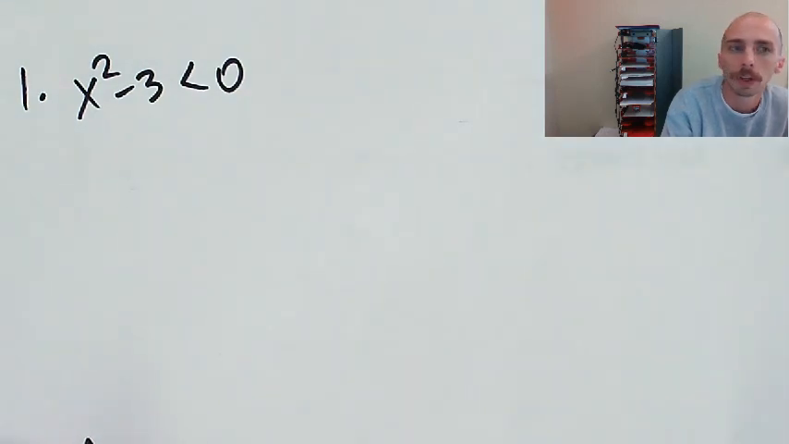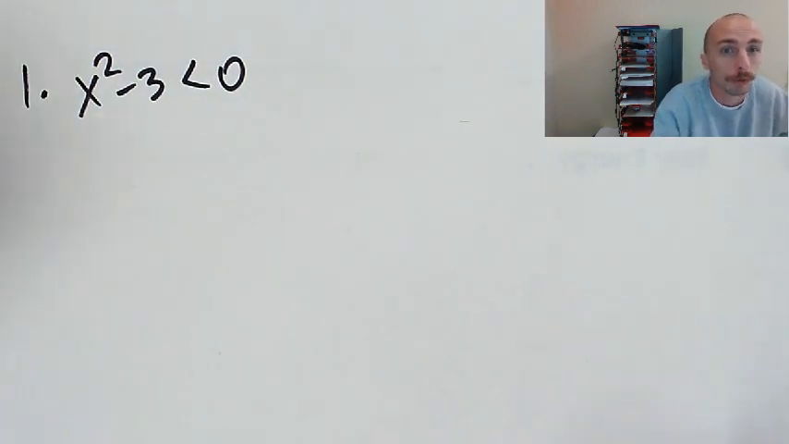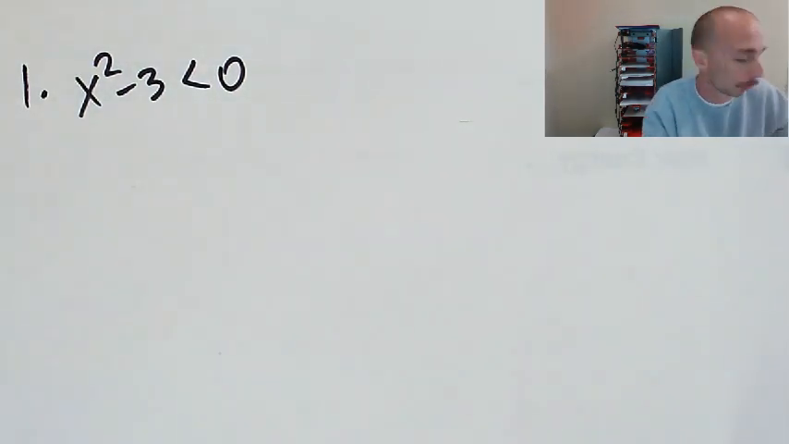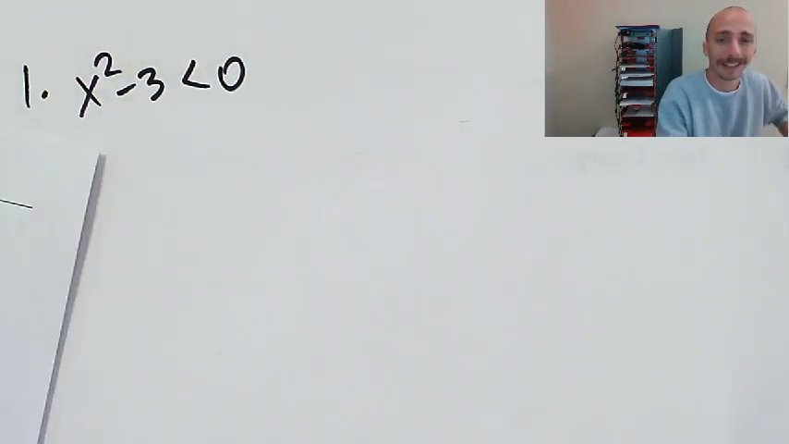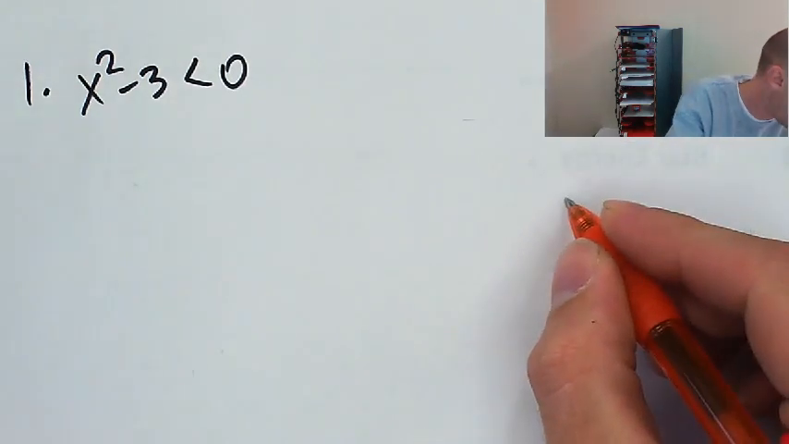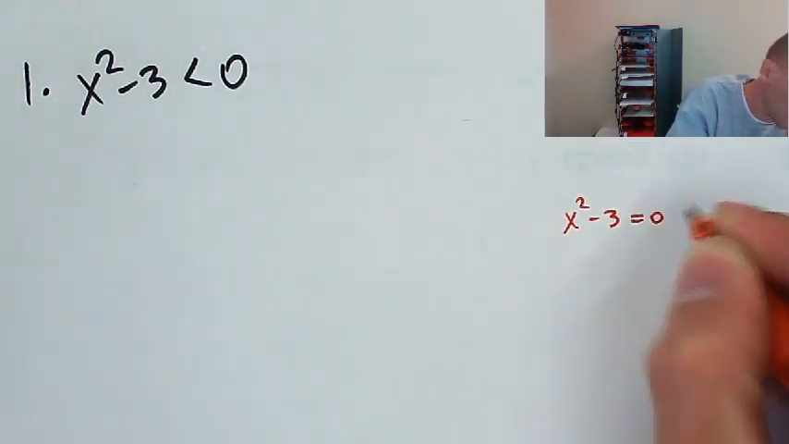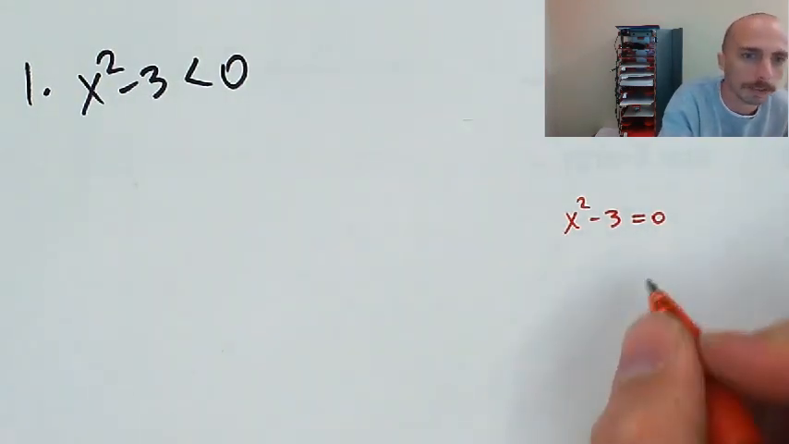We need to find the zeros. This one's a little weird because there are a few different ways you could find the zeros. You could use the quadratic formula. You could factor it as a difference of 2 squares, x plus square root 3 times x minus square root 3, or you can directly solve. I think I'm going to directly solve because I haven't done enough of that in my classes so far. So I'm going to say x squared minus 3 equals 0, because I need to find the zeros to make my sketch.